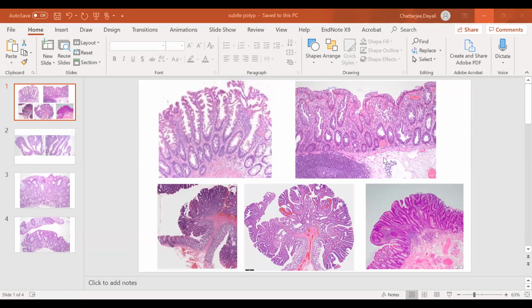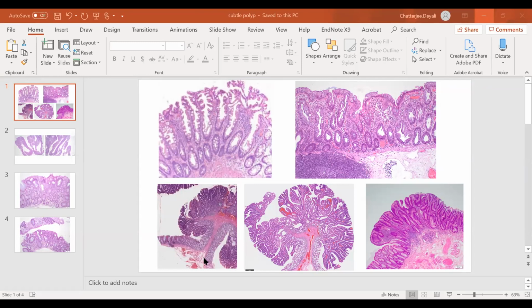Whereas here, this is a case that I showed before of a sessile serrated lesion, where the serration is reaching down to the muscularis mucosae. So this would be a sessile serrated lesion. And so these are sessile lesions in general, but this is basically a very subtle difference between hyperplastic polyp and sessile serrated lesion.